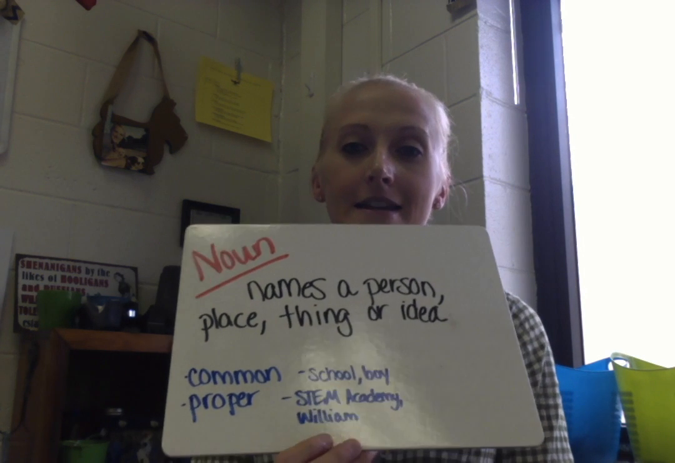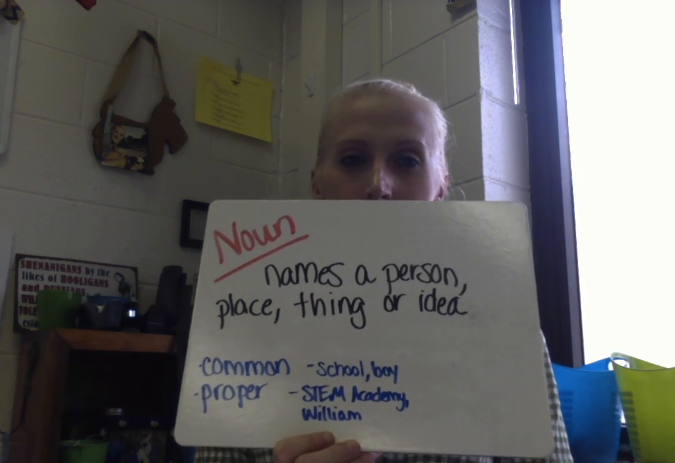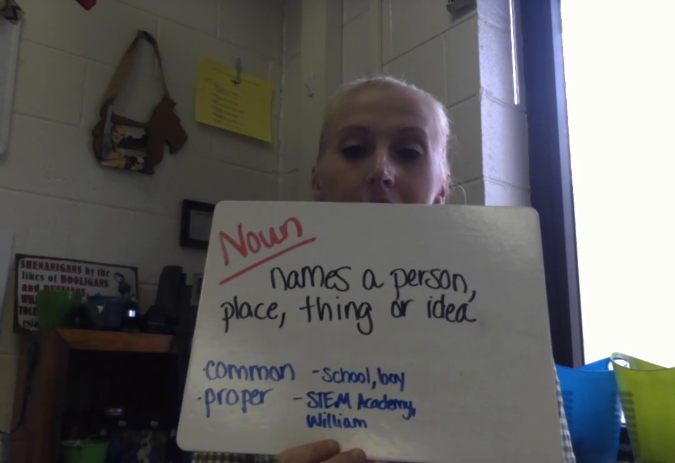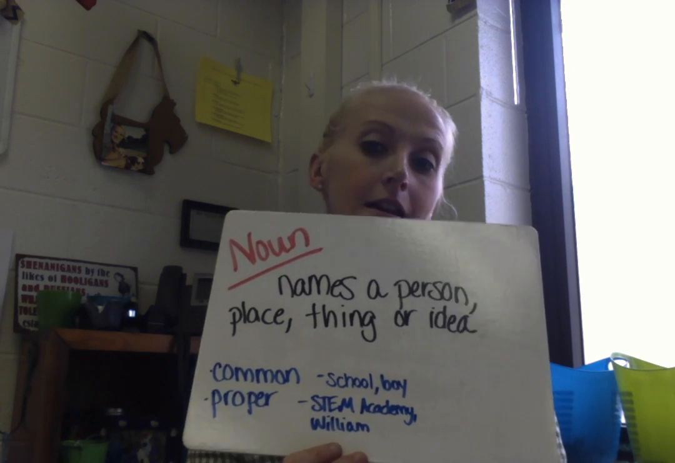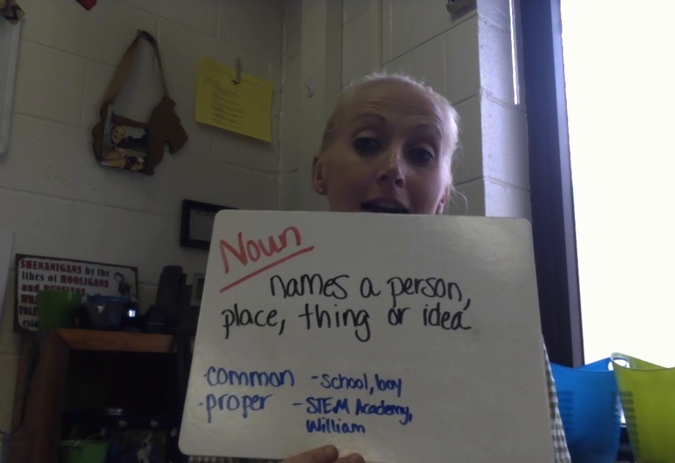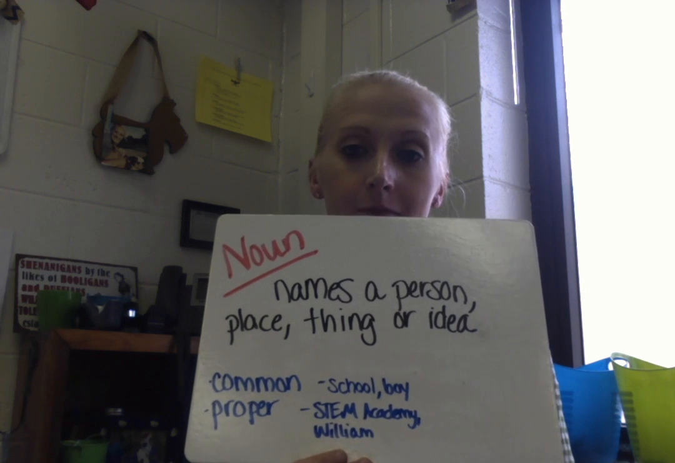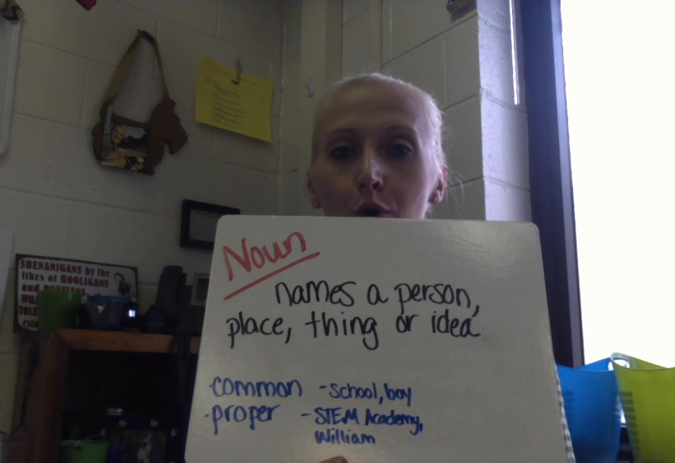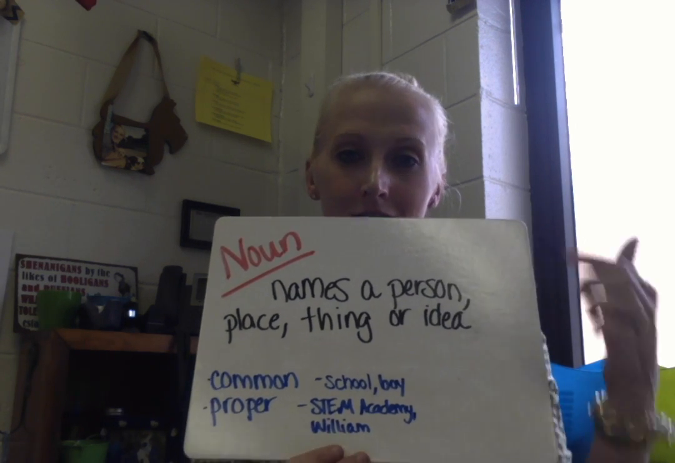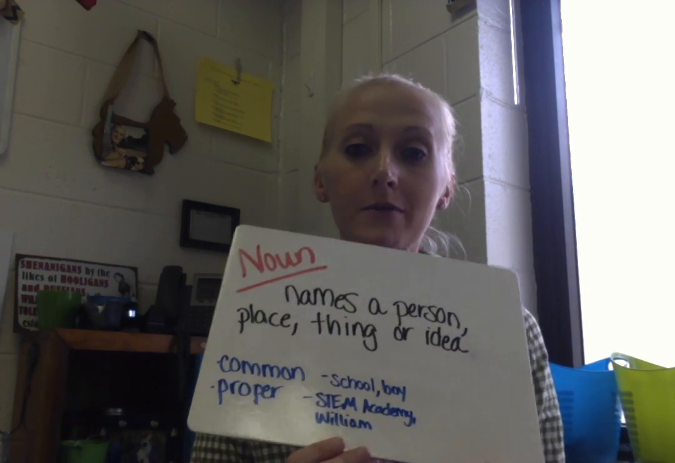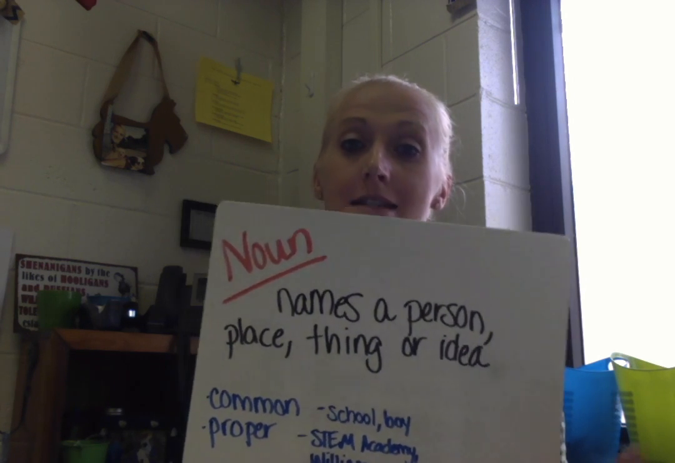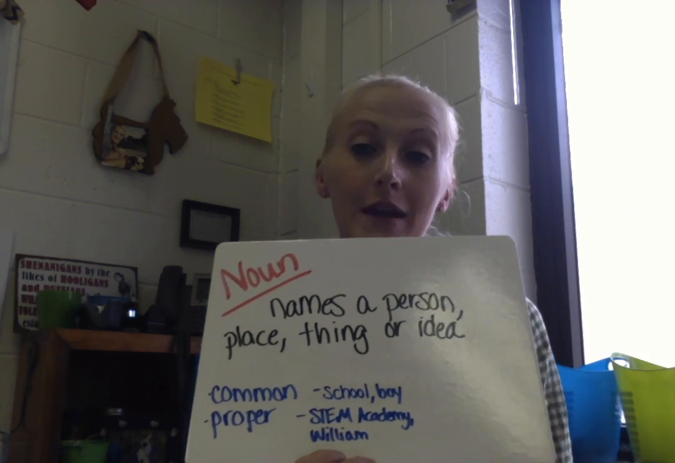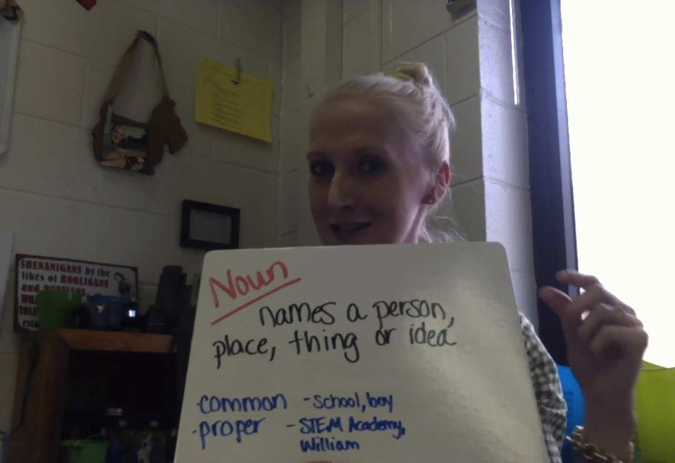So let's look at each part of speech. First, let's look at nouns. A noun names a person, place, thing, or idea. If it names a person, place, or thing, a noun will be concrete. If it names an idea, it will be abstract. Common nouns include school, boy, desk, board. Proper nouns include STEM Academy, the name William, or Miss Rogers.